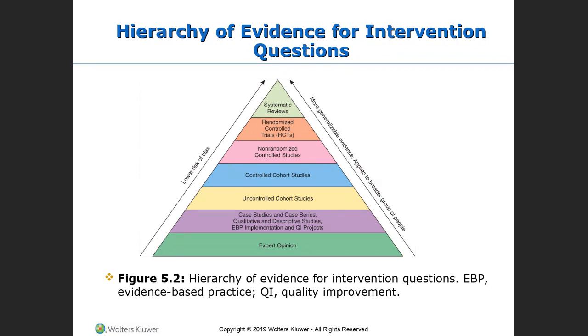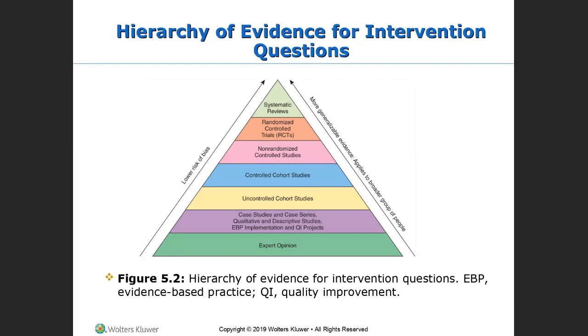And if they didn't need the Foley, it prompted them to get the Foley removed. So what we found is that just that simple prompt of having people document why someone had a catheter decreased infections because Foleys were being removed faster. So again, the point is, we didn't really have a lot of evidence to do that, but we made it a quality improvement project and it worked. So that would be an example of that.